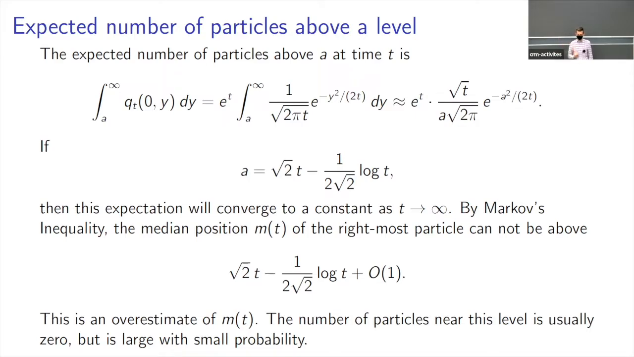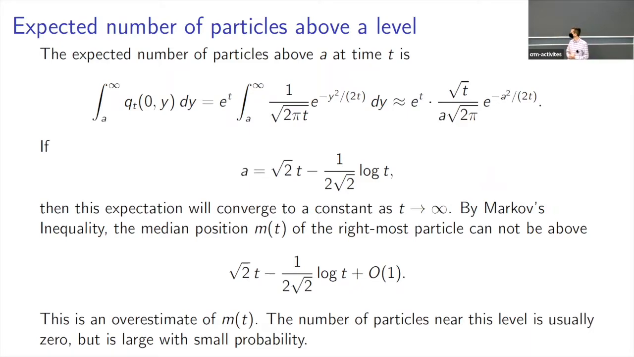So one can make that calculation, and then one can also use this expression to see that if a is the square root of 2 times t minus 1 over square root of 2 times the log of t, then this expectation is going to converge to a constant as t goes to infinity. And therefore, as a consequence of Markov's inequality, one can see that the median position of the rightmost particle cannot be larger than the square root of 2 times t minus 1 over 2 root 2 log t plus a constant. Turns out that this is not the right estimate for the median position.